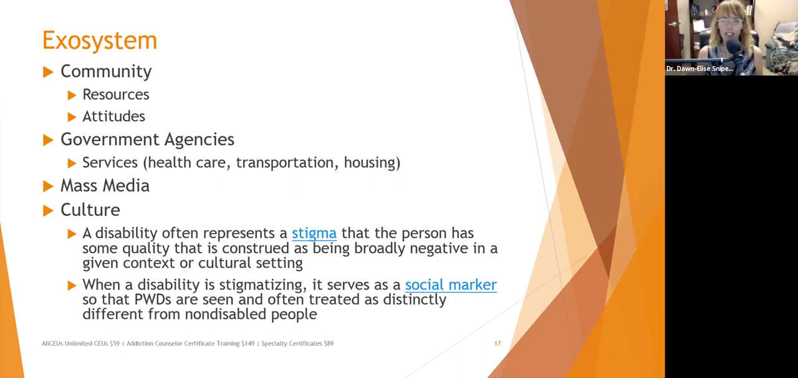In cultures, a disability often represents a stigma, that the person has some quality that is construed as being broadly negative in a given context or cultural setting. When a disability is stigmatizing, it serves as a social marker so that people with disabilities are seen and often treated as distinctly different from people without disabilities. Really important to educate the culture, and even if you can only change the culture in your microsystem, that's one more microsystem that is changing.